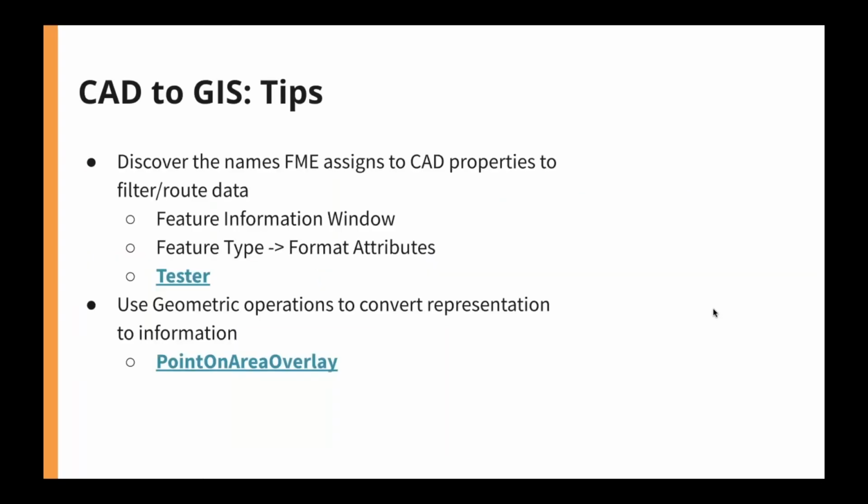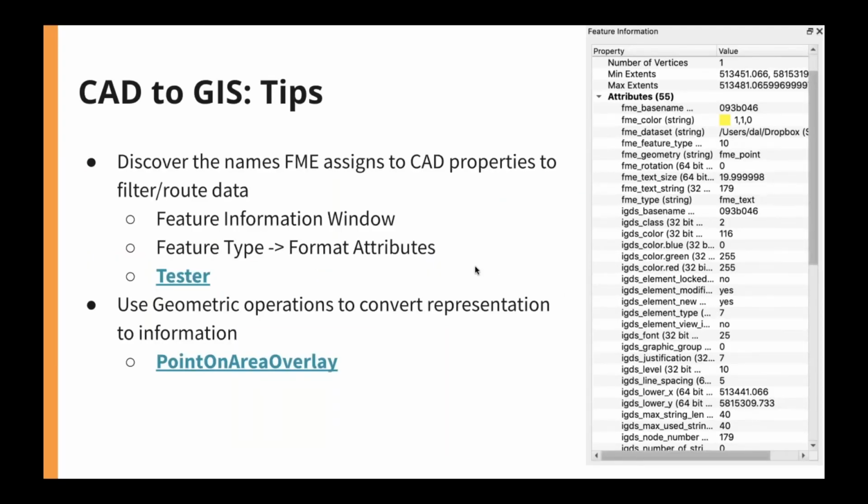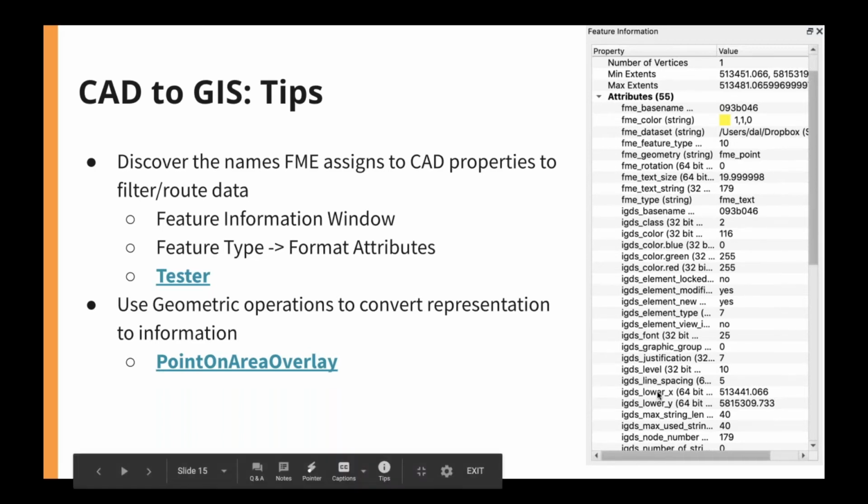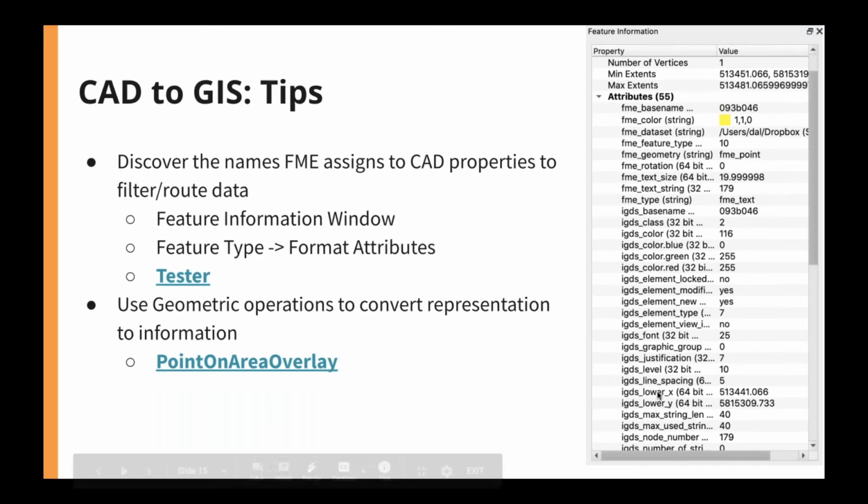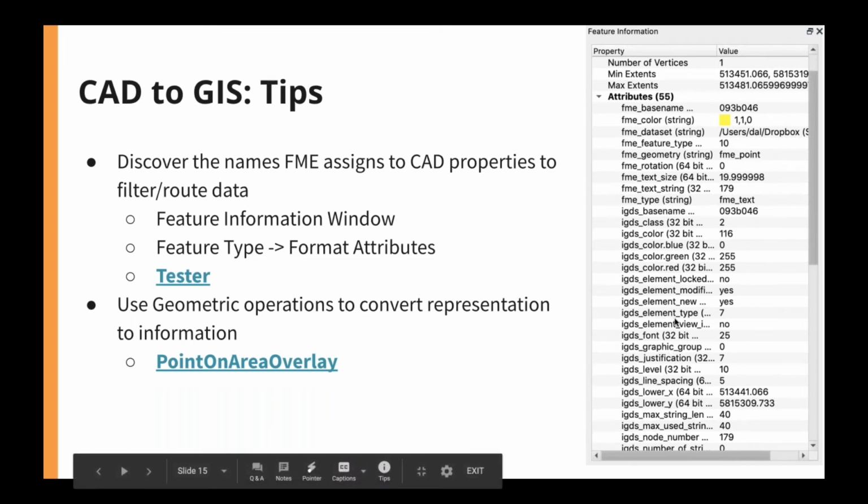So there we go. So what are some of the tips we learned from this? You discover the names that FME assigns to CAD properties by looking at the feature information window and selecting something, and then I used the tester to filter out what I wanted. You can also read our documentation where we explain in a lot of detail for the CAD formats what each of these names that we made up at SAFE are for the various bits and bytes in the CAD file.